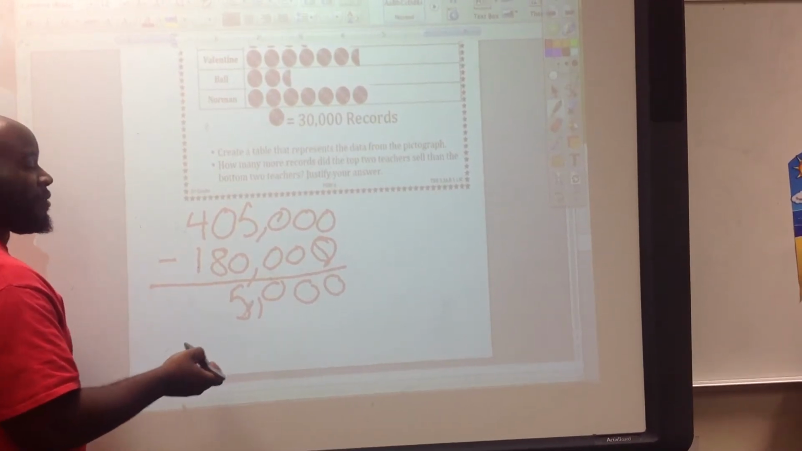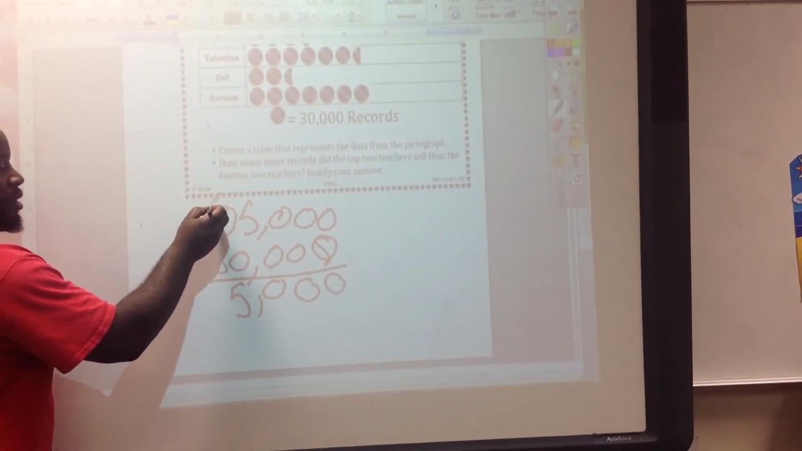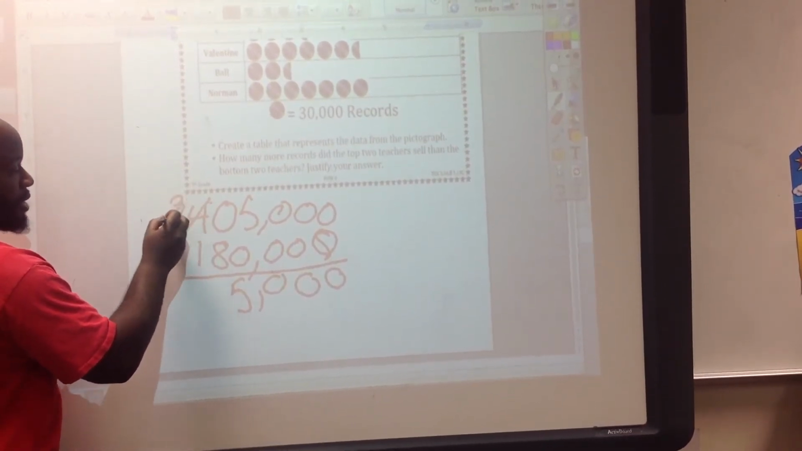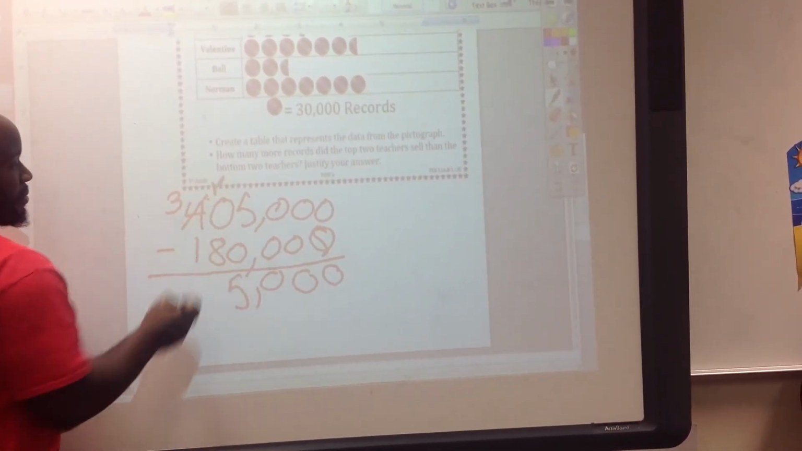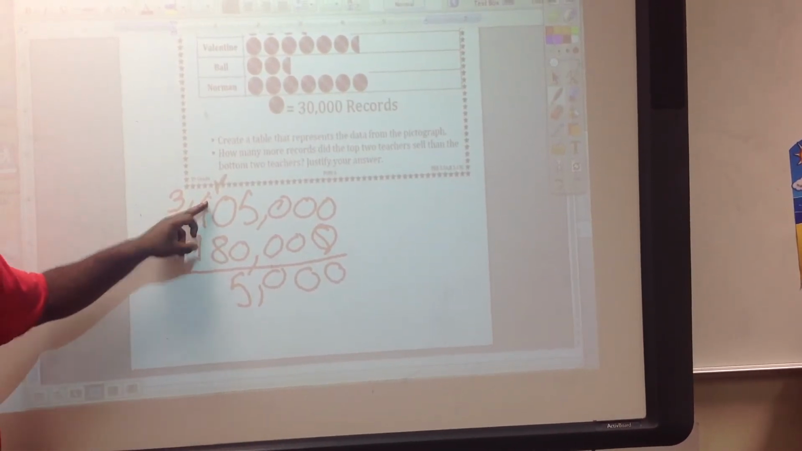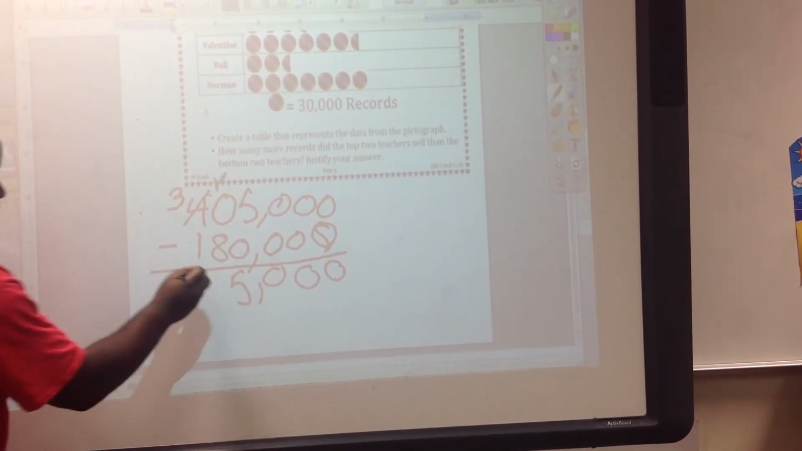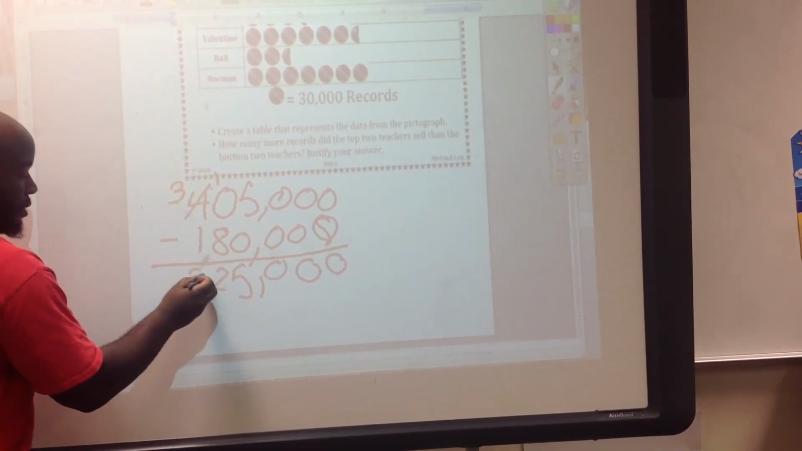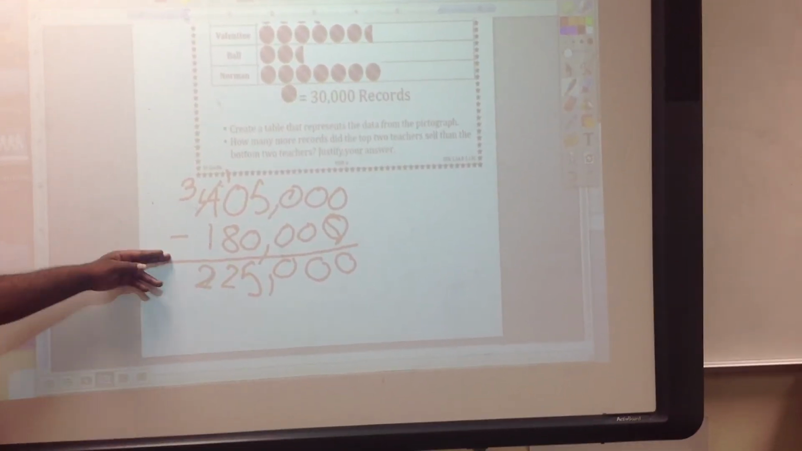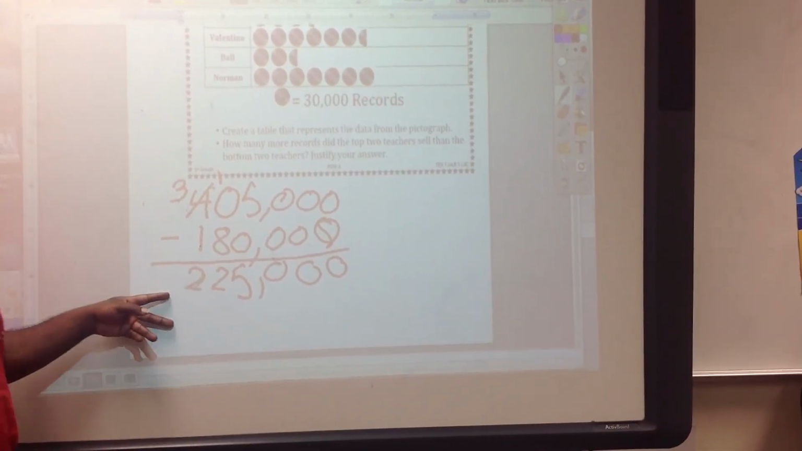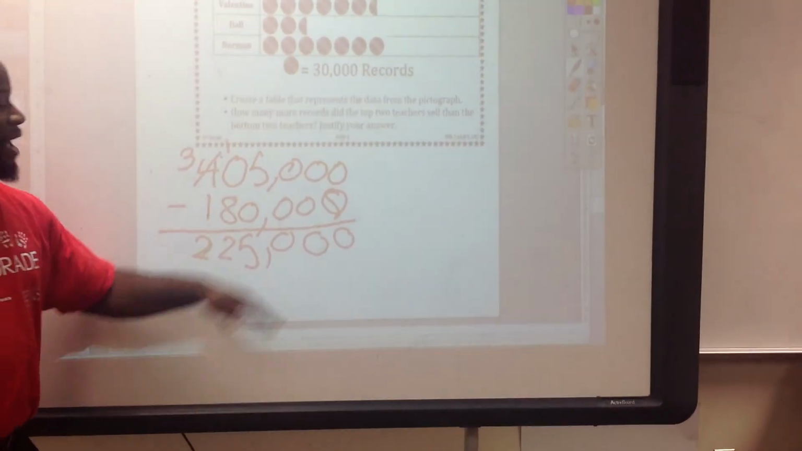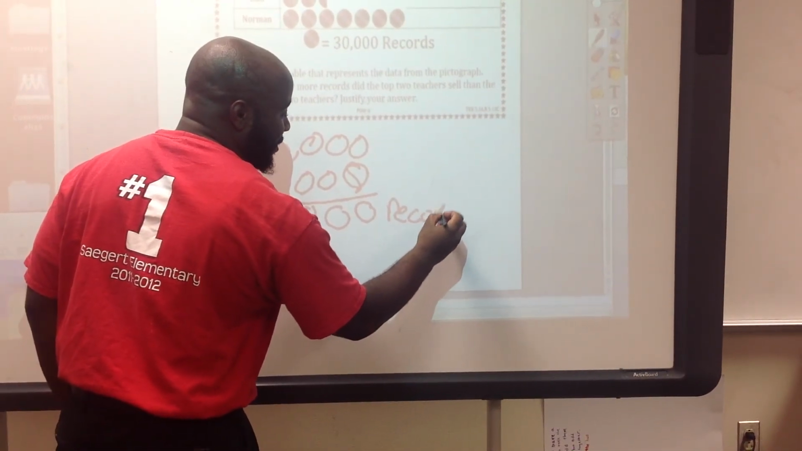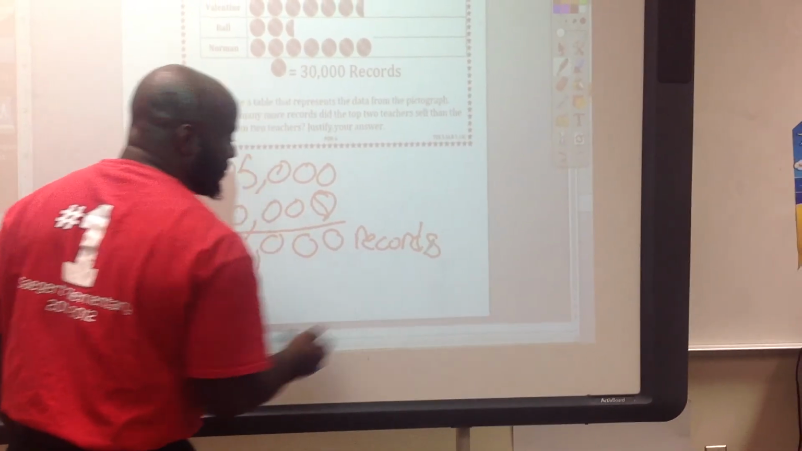Well, I can't take 8 away from 0, so I have to go over here to my 100,000s place and borrow from that. This is going to reduce that number to 3. This makes 10. So now I have 10 minus 8, which equals 2. And then 3 minus 1 equals 2. So the difference between the top two sellers and the bottom two sellers is 225,000. And never forget to label your answer. Records. And there we have it.